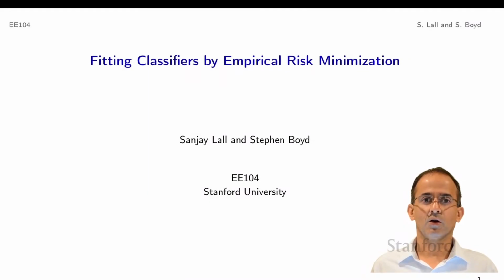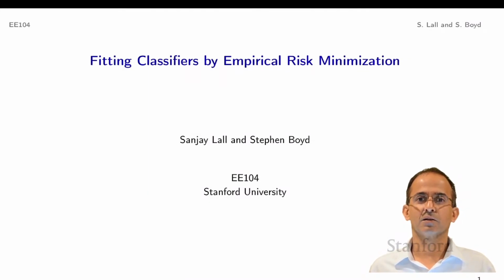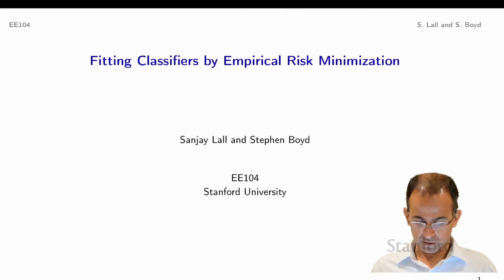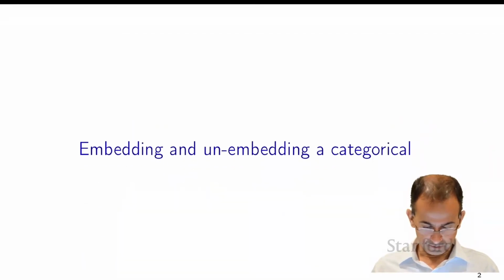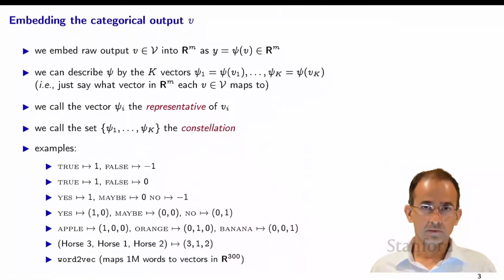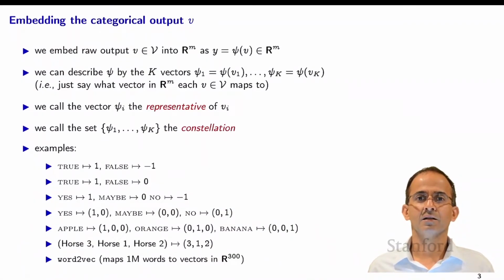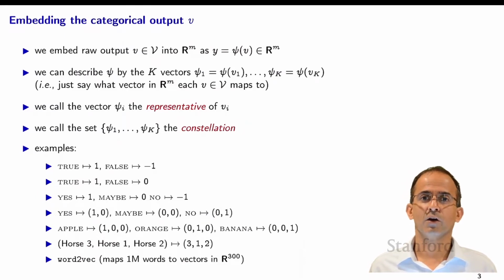Welcome to the section on fitting classifiers by empirical risk minimization. This section is very much parallel to our earlier section on regression via empirical risk minimization. We have to really discuss two things in order to do classification.